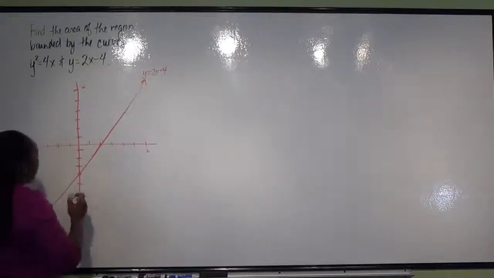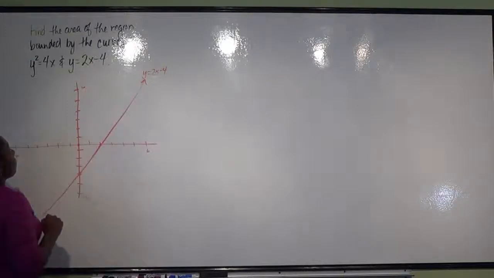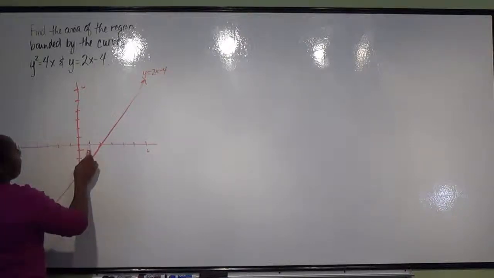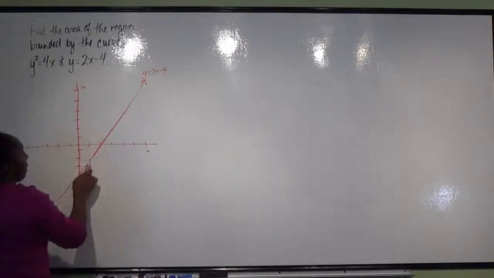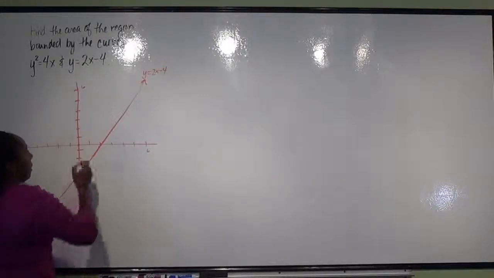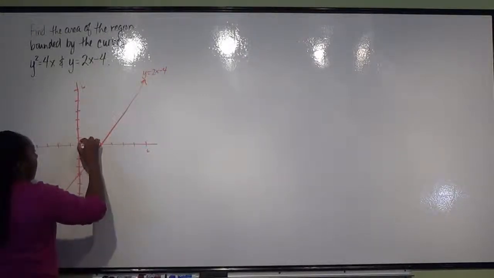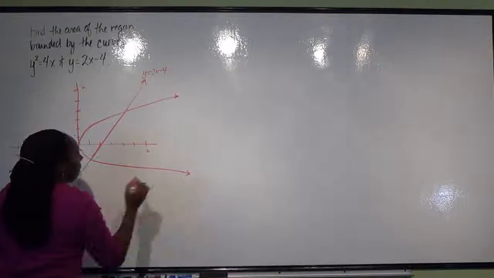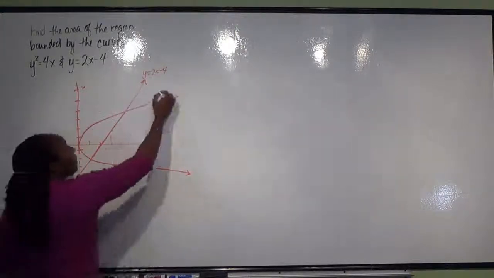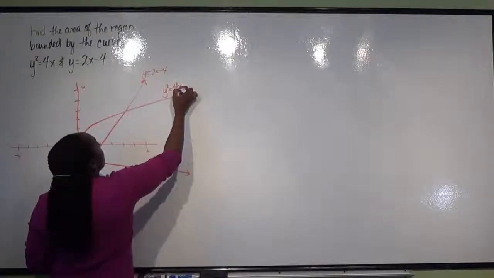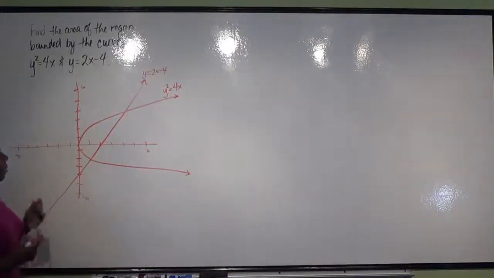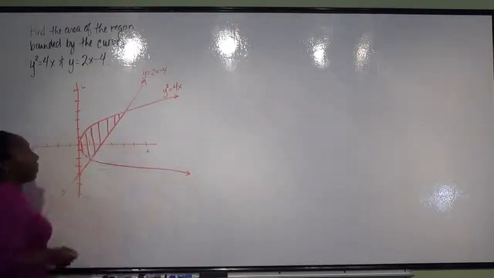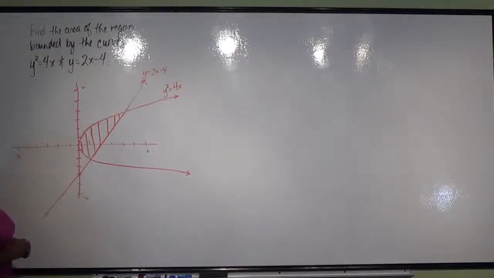So here, notice the point 0, 0 still satisfies that. But if I put in, say, x equals 1, notice I'm going to get two different y values. I'm going to get positive 2 and negative 2. And so here, I'm actually looking at a parabola that does something like that. Okay? And so I can see on the picture that the region I'm looking for is the one in between these two pieces here. Okay?